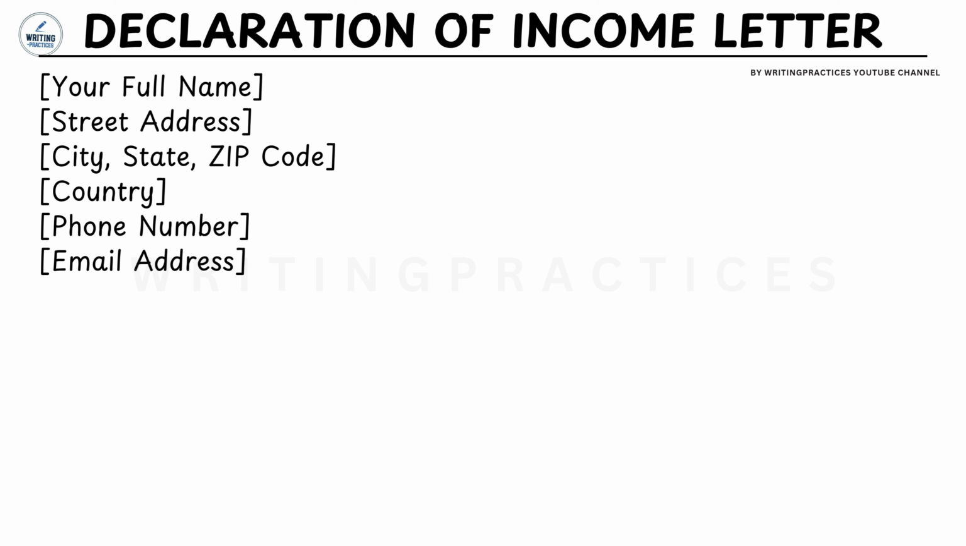Sender information. This is the first part of the letter, where you identify yourself. For example, Michael Anderson, 4589 Willow Creek Drive, Denver, Colorado 80202, United States, 303-55-54821, michael.anderson@email.com. This section establishes who is making the income declaration. Make sure your contact information matches your official records and supporting documents.